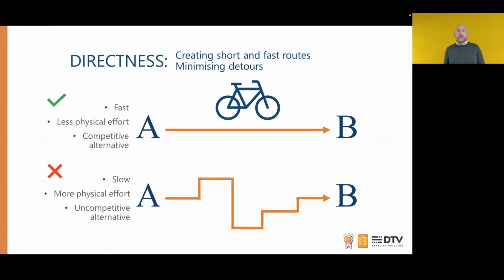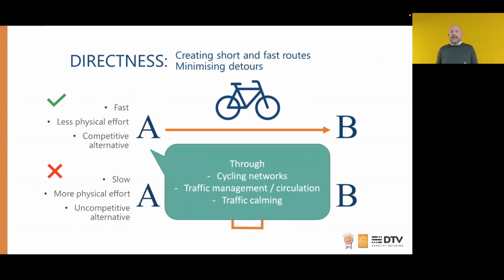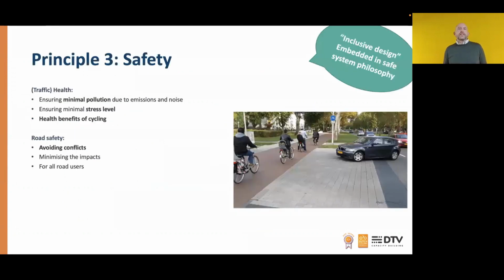And this can be done by, well, having a sufficiently dense network with sufficient alternatives, but also at street level, to create more green time or green phases in traffic lights, or allowing cyclists to go through a street and forcing cars to make detours, for example. Summarized over here: thinking in networks, traffic management and circulation, but also traffic calming, really to decrease car volumes, and making the cyclist a preferred alternative, a more attractive alternative.